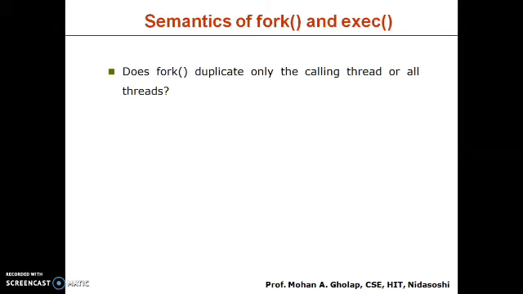The question is, when we have multiple threads executing in a process and one of the threads calls fork, whether all the threads will be duplicated in the new process or only one thread. So again, it depends on the situation. That's why the solution for this is we have two variants of the fork function. In the first, whenever a thread calls fork, the new process duplicates all the threads of the calling process. And the second variety is, whenever a thread calls fork, only the calling thread will be duplicated in the new process.